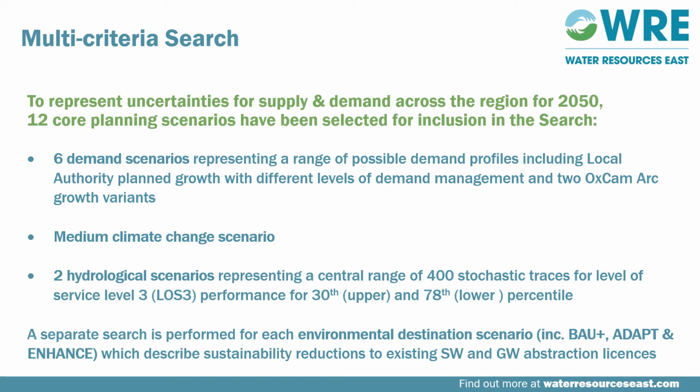We have selected 12 scenarios that provide a good range of uncertainty. These are made up of a combination of 6 demand scenarios combined with a climate change scenario and 2 historical alternative weather sequence scenarios, one of which includes extreme drought. A separate search is performed for each environmental destination scenario.